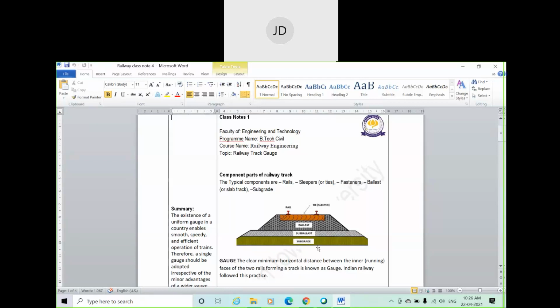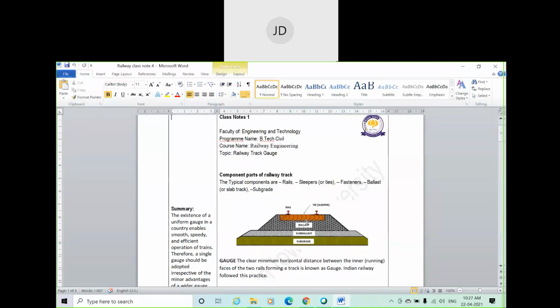The moving load of the train is transferred to the rail through the axle and the wheel as a point load, and the point load from the rail goes to the sleeper as a line load, and from the sleeper to the ballast and so on below, it travels as an area load. So these things were already discussed in the last class. So in this class we are going to discuss gauge.